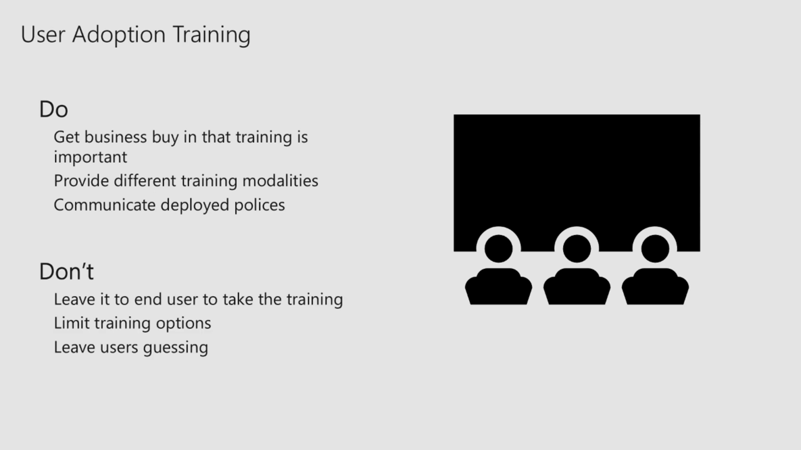And don't leave it to end users to take that training. Make sure that you're monitoring, make sure that they actually have to check in that they've done the training. Make sure we have different options for training. People are in different locations, people learn in different ways. So everybody wants to have something that works for them. I might just want to read about it. Other people want to be actually shown hands-on training. And don't leave users guessing, to Tom's point, about how things are going to work for them.